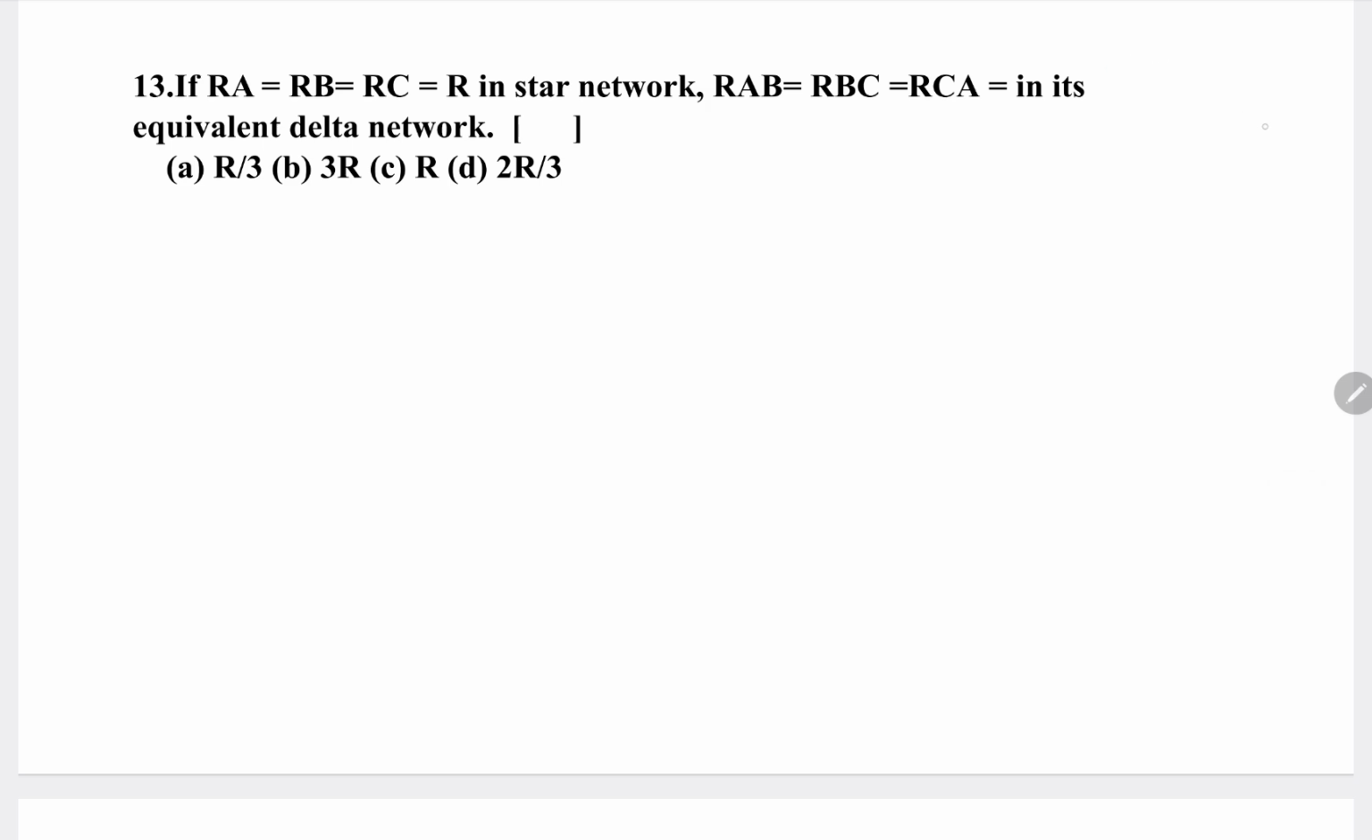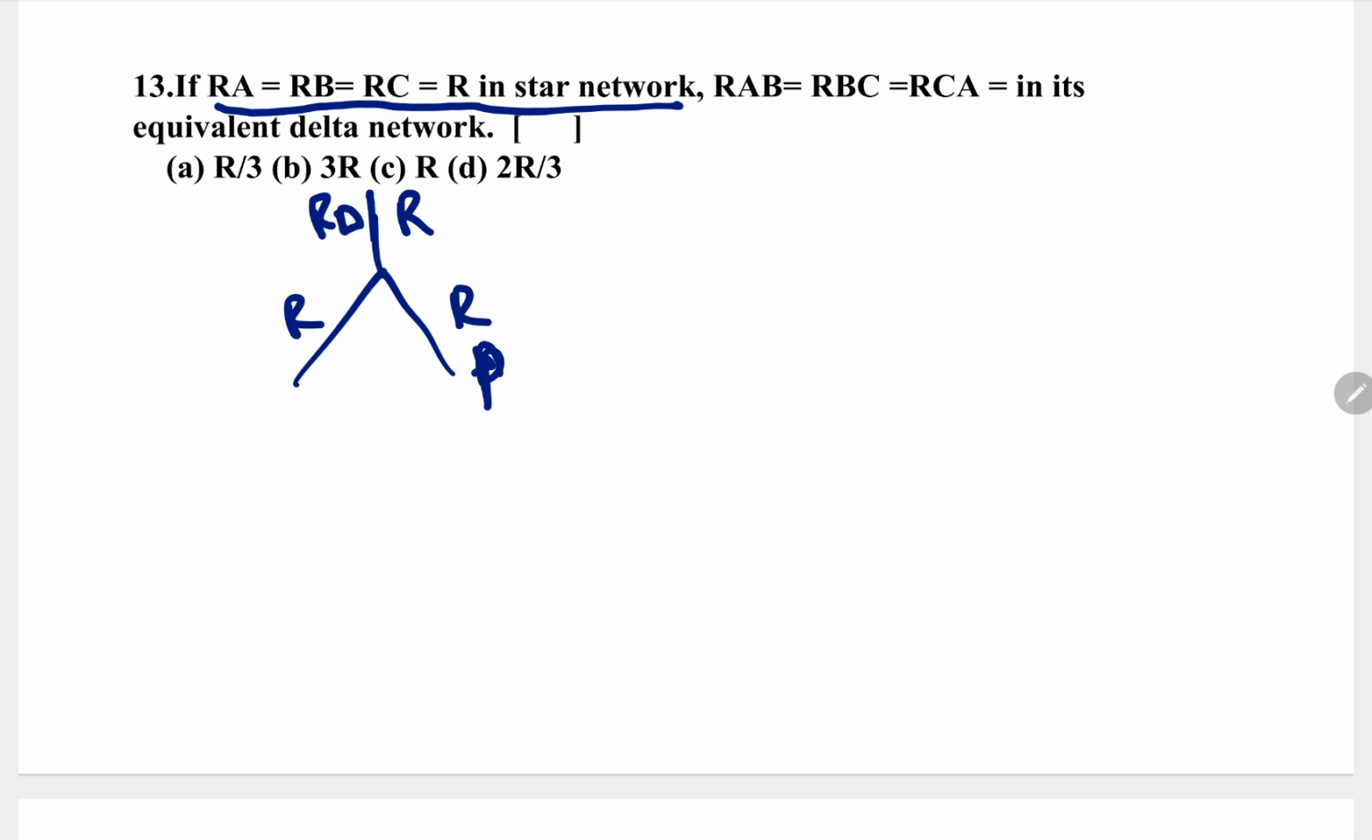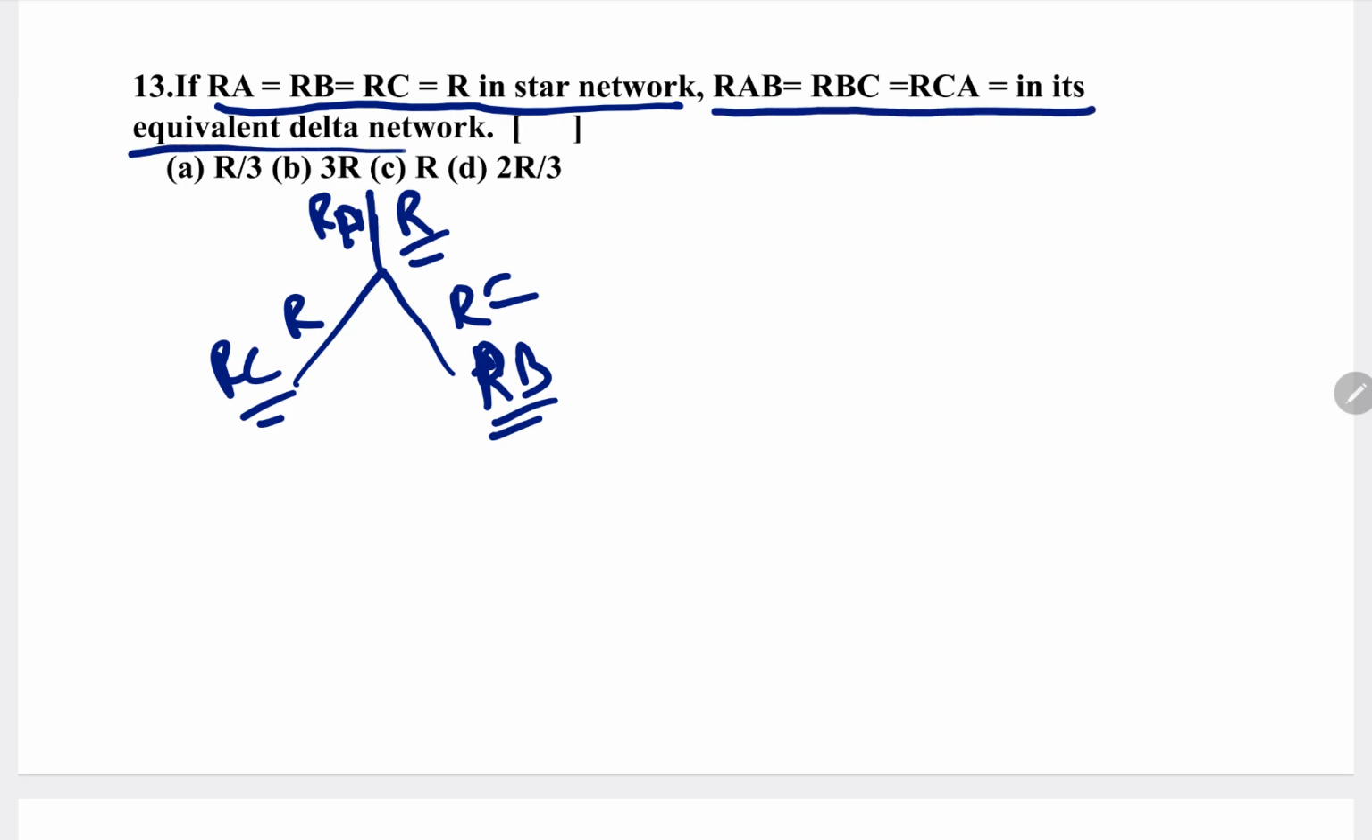Next, RA equal to RB equal to RC equal to R in the star network. So this is a star network or T network. This is R, this is R, this is R. Let us say this is RA, this is RB and this is RC. RA is equal to R, RB is equal to R, RC is equal to R. Then RAB equal to RBC equal to RCA in the equivalent delta network.